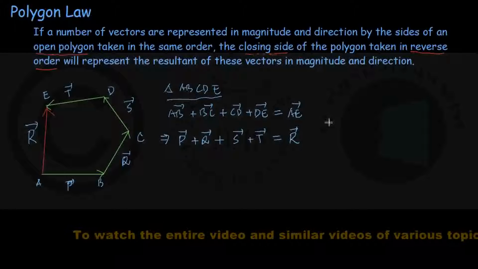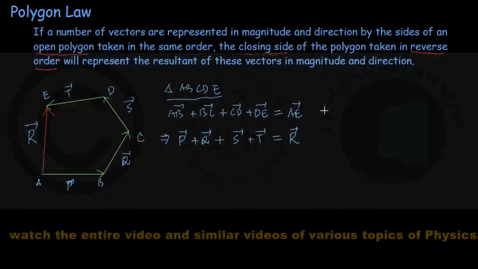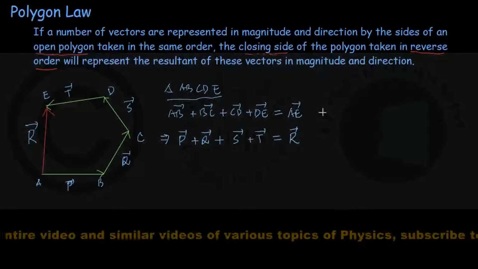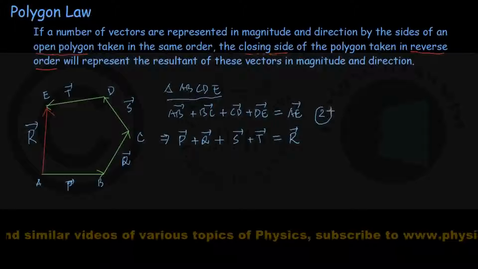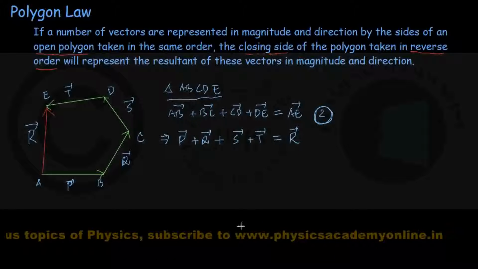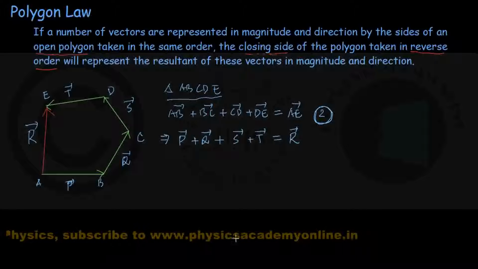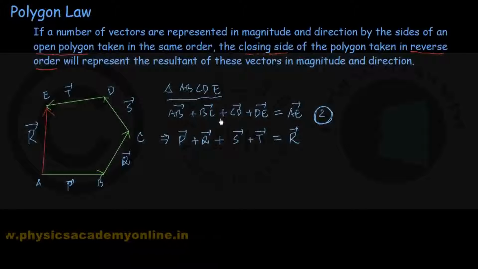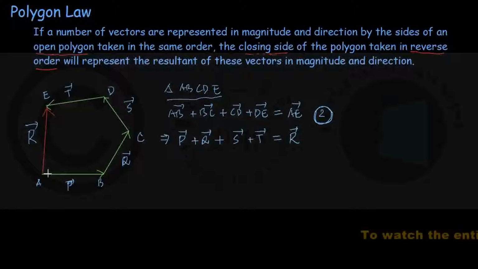Let me call this equation number 2, because that depicts the polygon law in mathematical form. And let's see how we can derive this equation for the polygon law by applying the triangle law, learned some time back. What we need to do for this is join A with the diagonals. Let me draw.